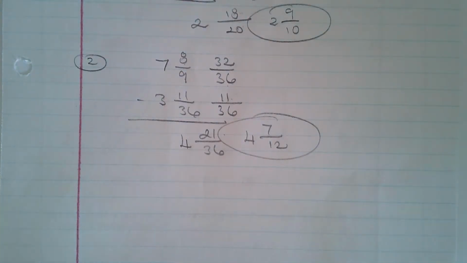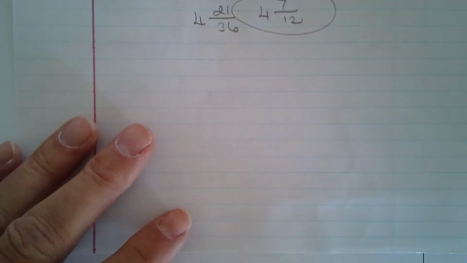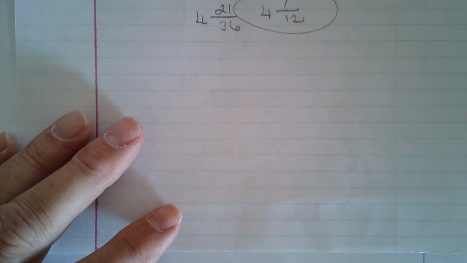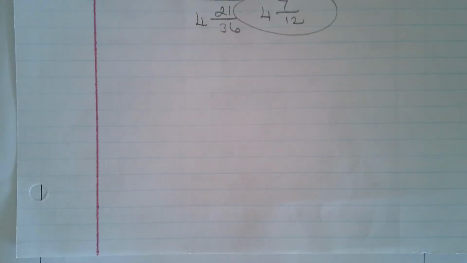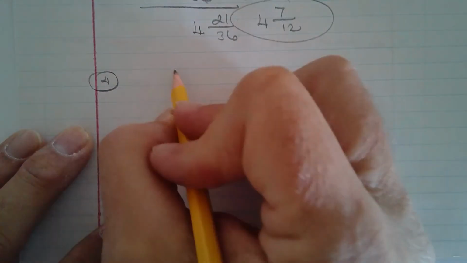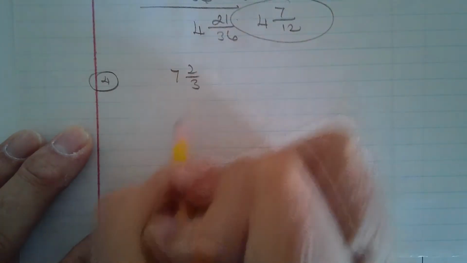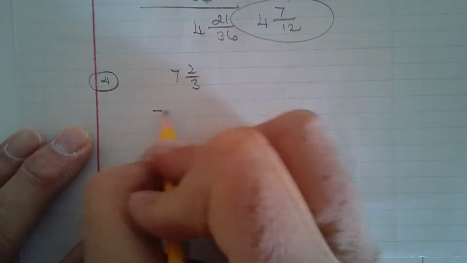All right. And I think we could do one more. Let me see here. Frosty, what do you think? Pick one. Number 4, he says. All right, number 4, it's 7 2/3, and we're subtracting 1 and 11 over 30.